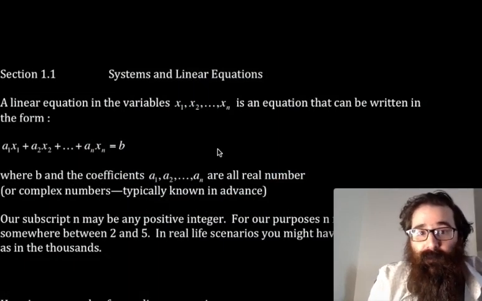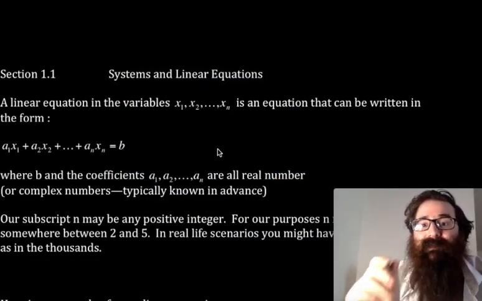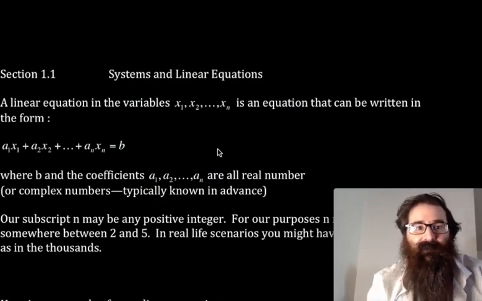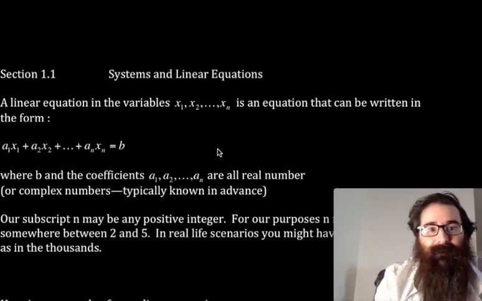Today in linear algebra, we're going to be taking a look at systems of linear equations. So let's go ahead and jump into it. This is our introduction to the material. So this is going to be a great place to start.